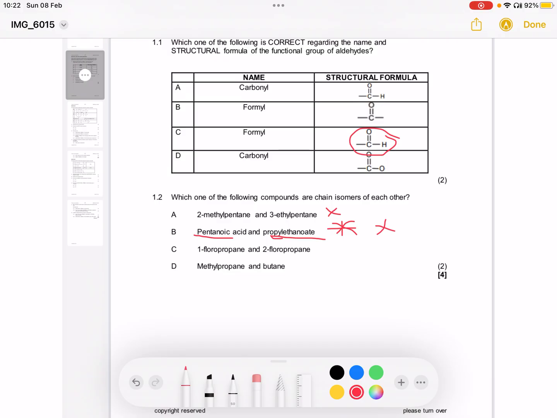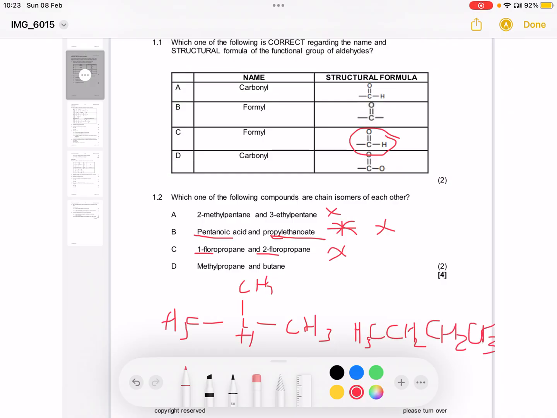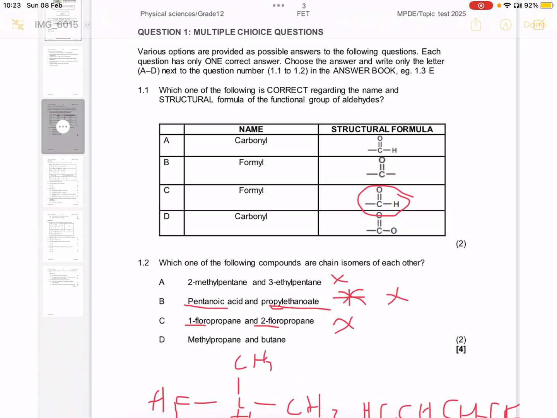1-fluoropropane and 2-fluoropropane. Now, that is position when you talk 1 and 2. That is also incorrect. Then you have methylpropane and butane. Now, methylpropane is just a CCC with the CH3 group here, and the rest is CH3, CH and CH3, while butane is just CH3, CH2, CH2, and CH3.